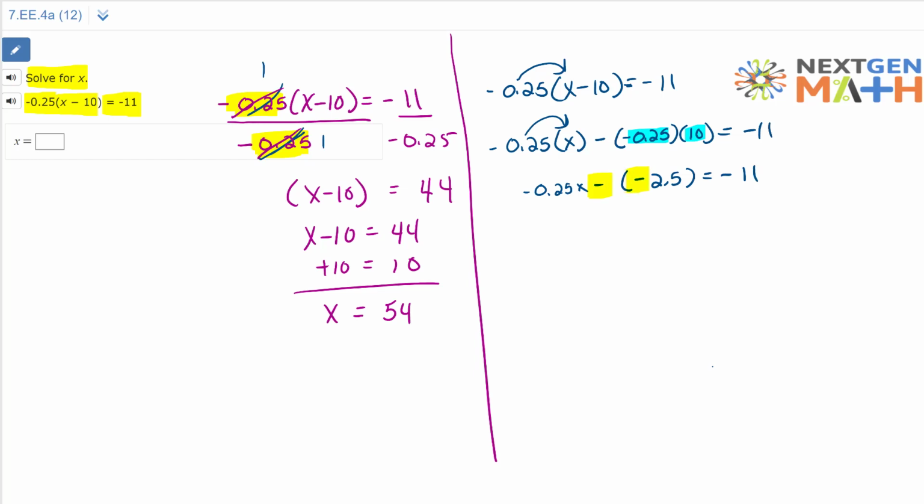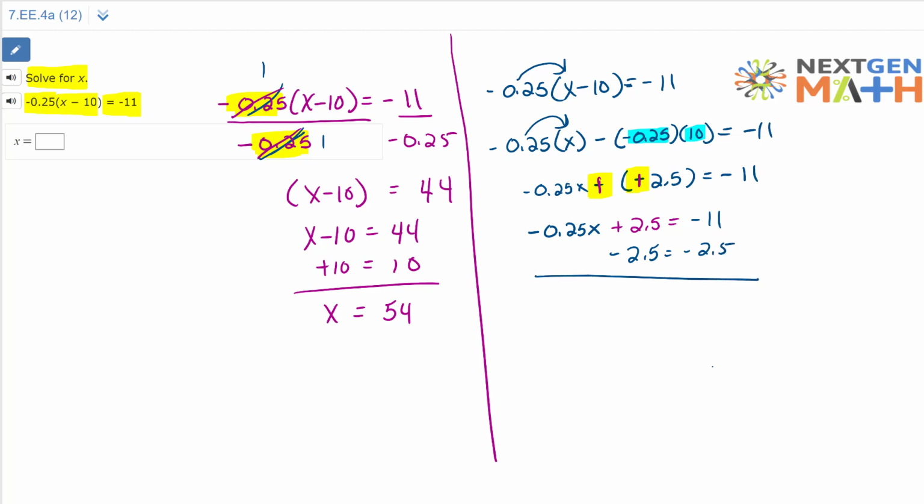As we work through this problem, we're going to be focusing on subtracting a negative number. We know that subtracting a negative number is the same thing as adding the opposite. We still have this negative 25 hundredths x, but this time when we subtract a negative number, that's the same thing as adding its opposite. And in this case, we're going to be adding a positive 2 5/10, and that's going to be equal to negative 11.